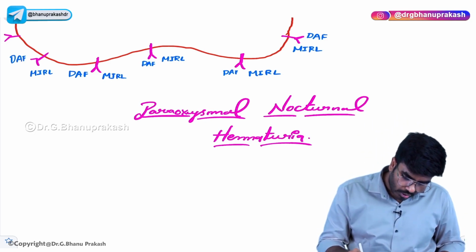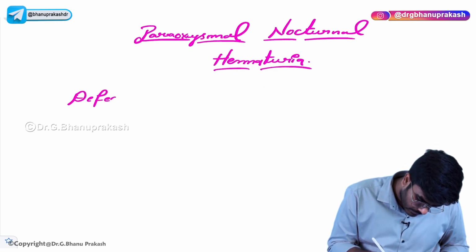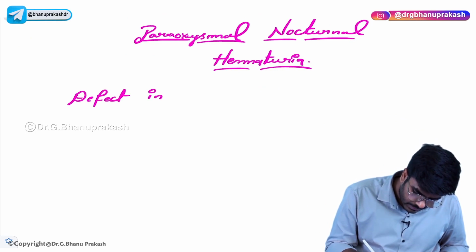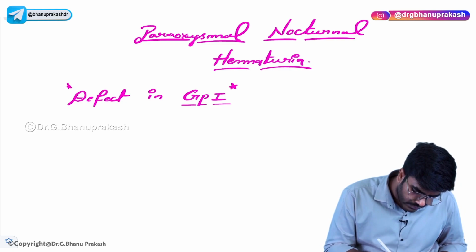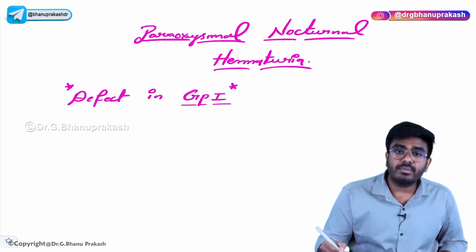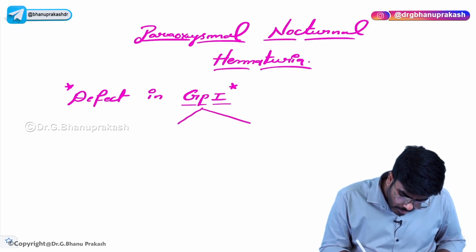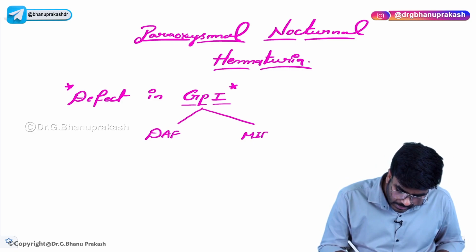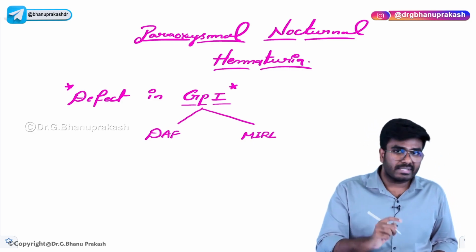See, in paroxysmal nocturnal hematuria, there is a defect in GPI. These GPIs, which are lipid anchored proteins, which we have just discussed, there is a defect in GPI. Now, whenever there is no GPI, there is no DAF and there is no MIRL on the surface of the cell. Now, which cell am I talking about? I am talking about RBC.